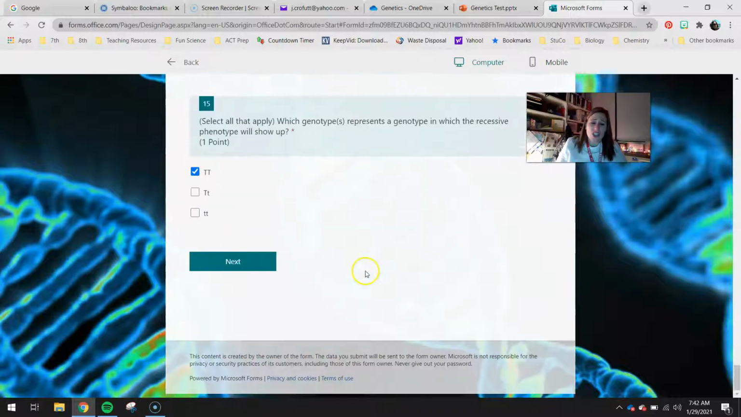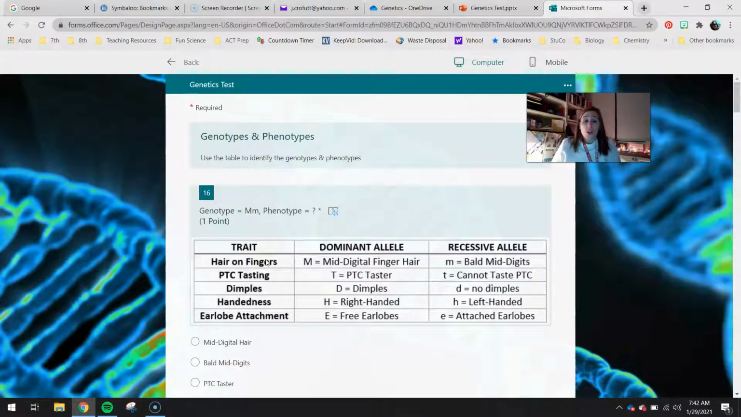So your next section is genotypes and phenotypes. You will have this table available. It might be excessive, but I put it on every question, so you don't have to scroll up. It's going to make your test look really long, though. The traits we're looking at for basically the rest of the test are hair on fingers.